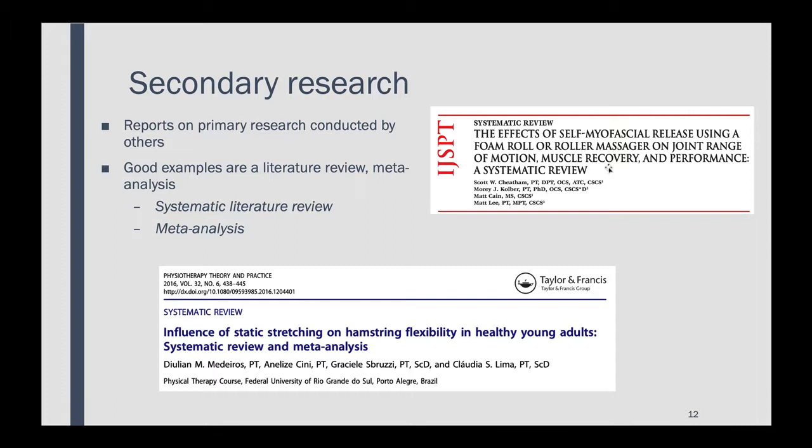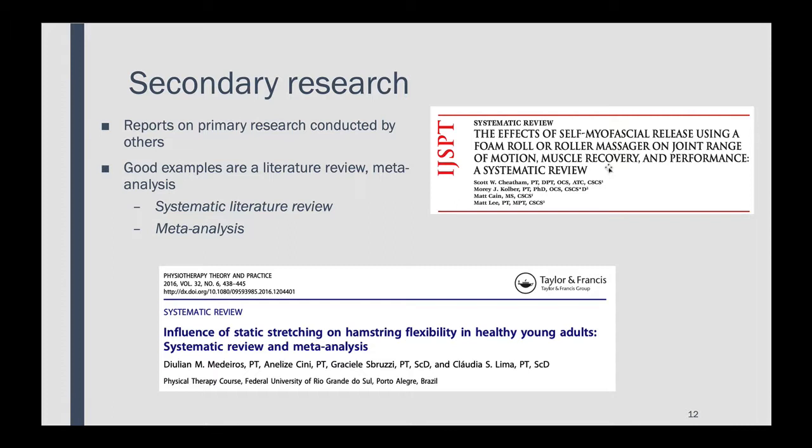We're going to learn more about literature searches next week or in the next unit. But what they did was they searched the literature for all of the studies that examined the effects of self-myofascial release using a foam roll on any of these measures: joint range of motion, muscle recovery, and performance. Because there's a lot of research that's been done on this topic. They've done a lot of good work for us because if you look at the studies on self-myofascial release, some show a very significant benefit to range of motion, some show a mild benefit, some show no benefit. So the research that's out there isn't perfectly clear.